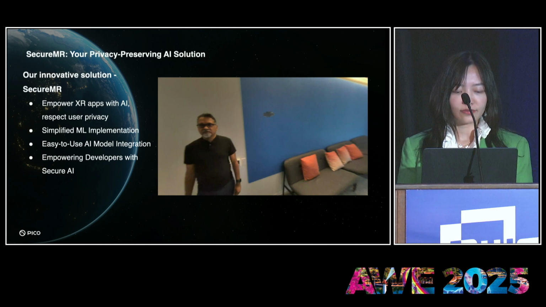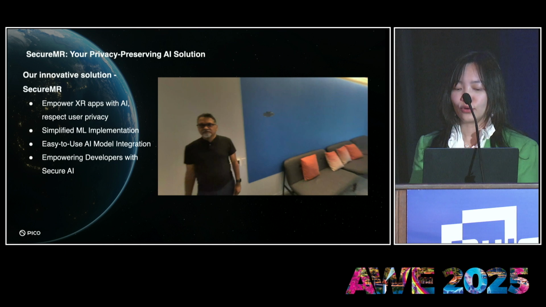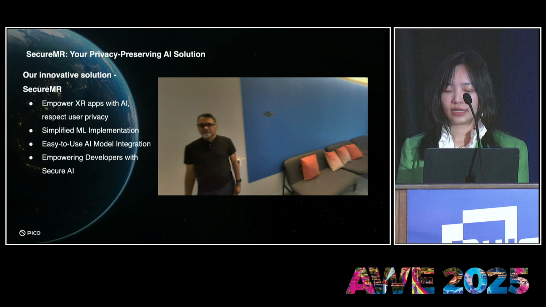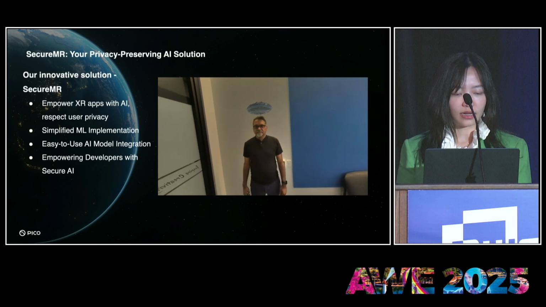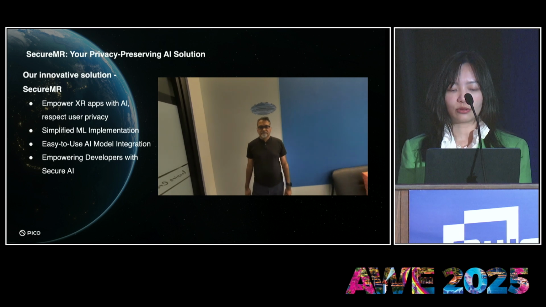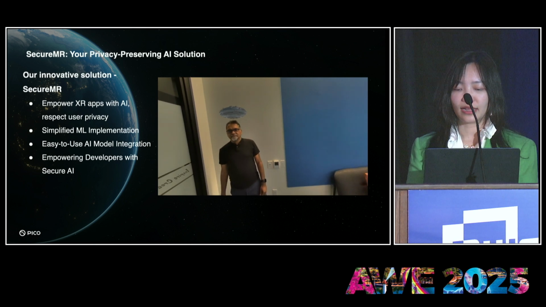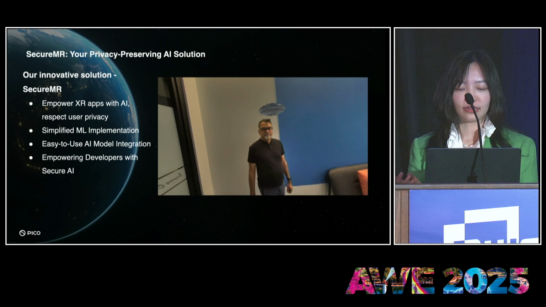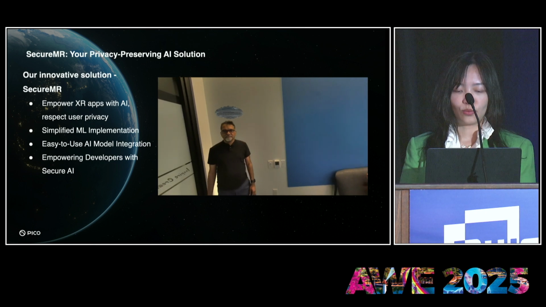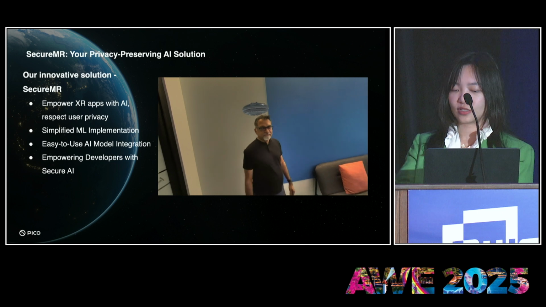Fourthly, it empowers developers with secure AI. SecureMR empowers developers to create innovative and privacy-preserving MR applications that leverage the power of AI. This is a facial recognition model we deployed inside of our SecureMR pipeline. So you can imagine it's very easy for us to use SecureMR to make a live facial sticker when you watch someone through an XR device.